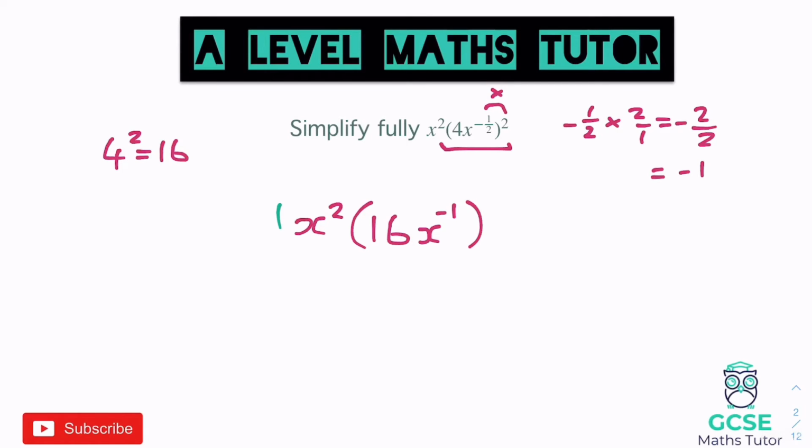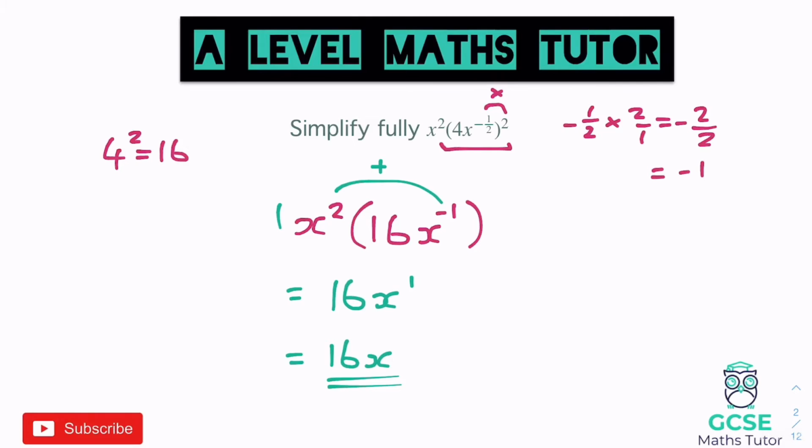So 1 times 16 gives us 16. And then we've got the x squared times the x to the power of minus 1. And remember, when you're multiplying with powers, you add these powers together. So we're just going to add those two together. So x to the power of 2, add the x to the power of minus 1, just the powers there, becomes x to the power of 1. There we go, so 16x to the power of 1. And we don't need to write the power of 1, so we can just write that as 16x. And there we go, that would be our final answer for that one. So something that looks quite nasty actually simplifies down to something that's nice and simple for us.